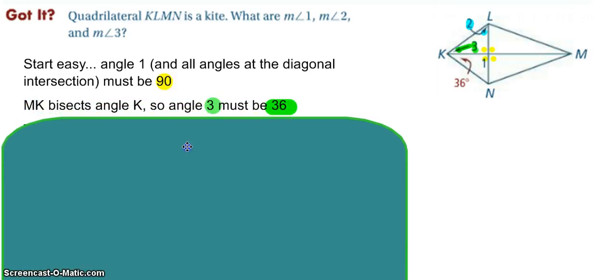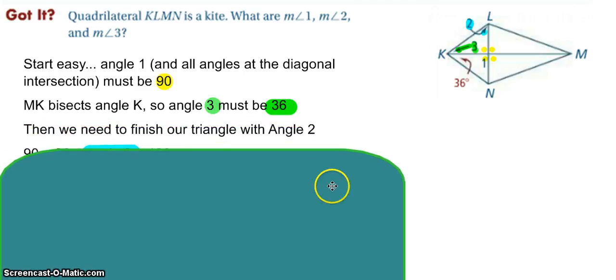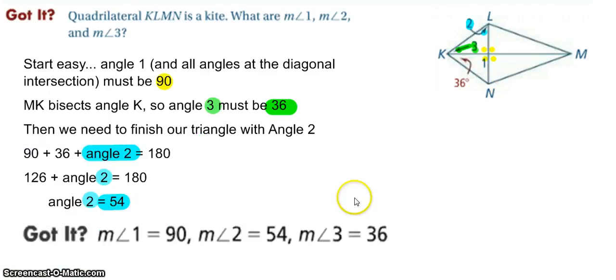MK bisects angle K, so therefore angle 3 must also be 36. And then we need to finish out our triangle by solving for angle 2, and since we know the small angle there at the intersection is 90, I can just set up my angle sum theorem and show that angle 2 is going to equal 54 degrees.